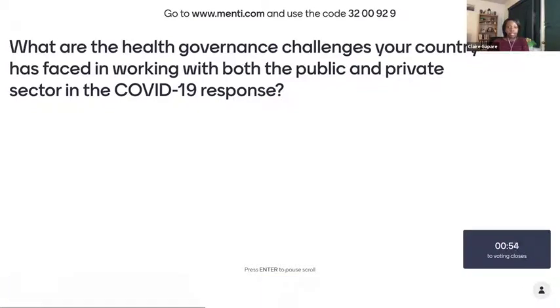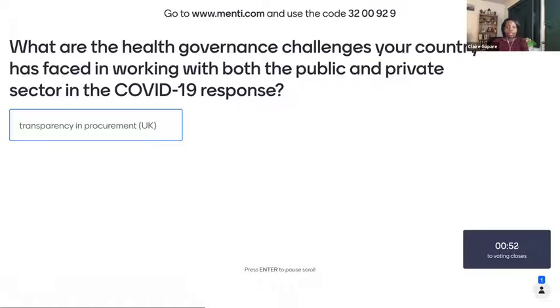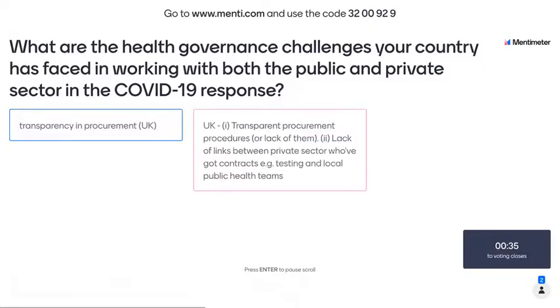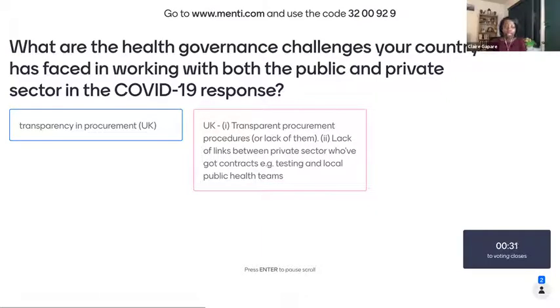Again, the question is, what are the health governance challenges your country has faced in working with both the private and public sector in the COVID-19 response? And I'll invite David to comment on the responses, please.